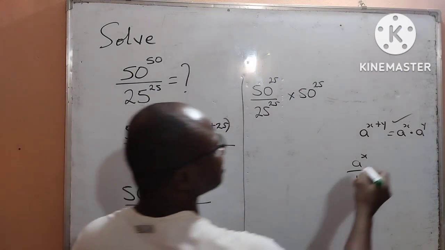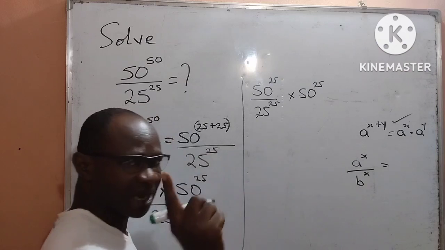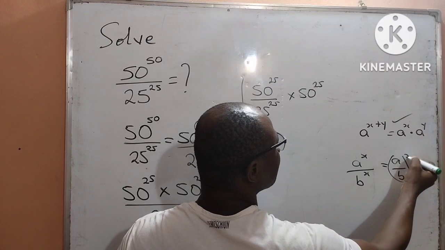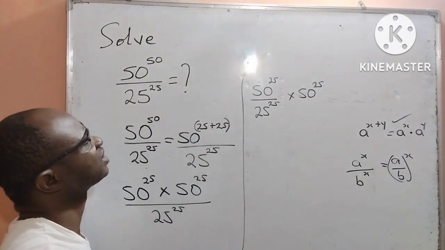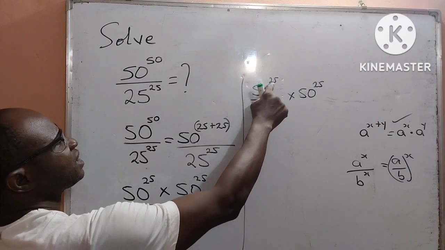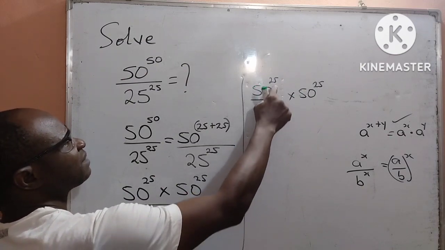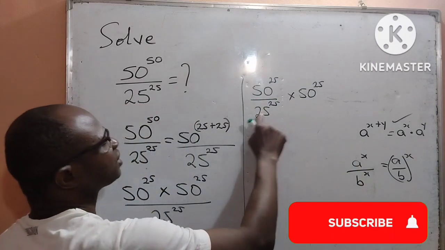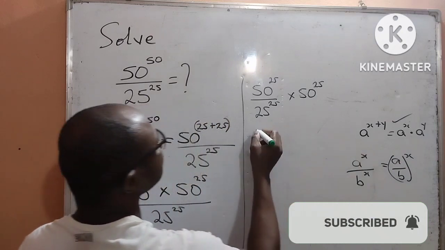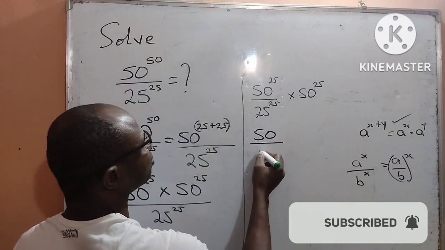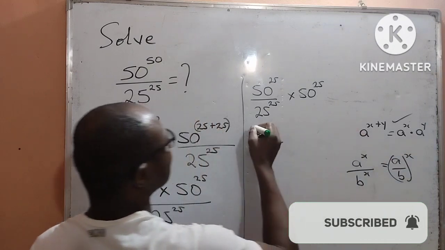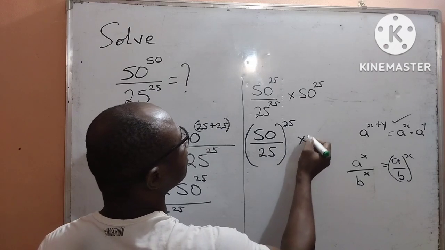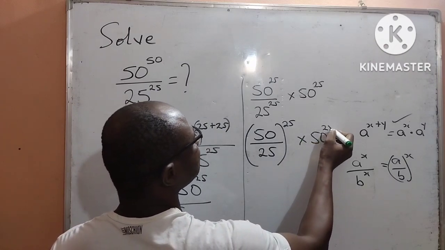So what I will now write it as, since the powers are the same, is a divided by b, all to one common power, x. I am going to apply that here. Since the powers are the same, both at the numerator and at the denominator, 50 is my a and 25 is my b. So I can now write it as 50 all over 25, as written by the right hand side, everything now to one common power, which is 25. Then multiply by 50 to the power of 25.